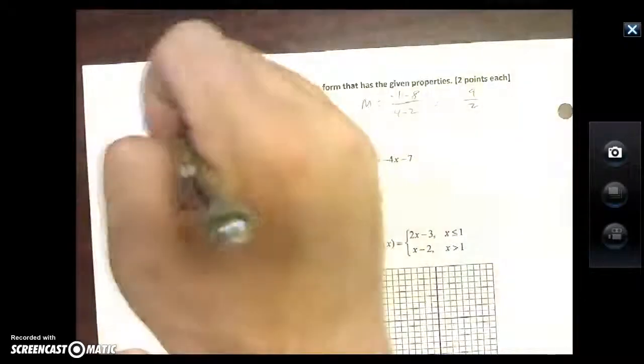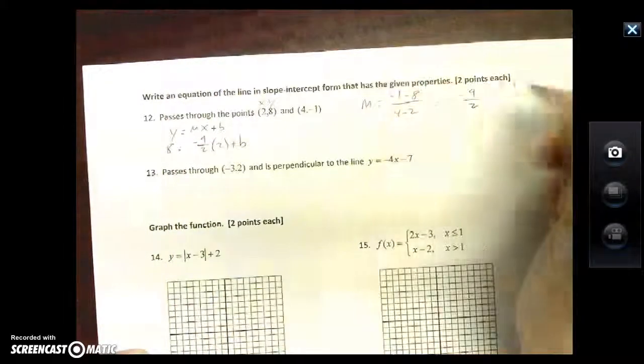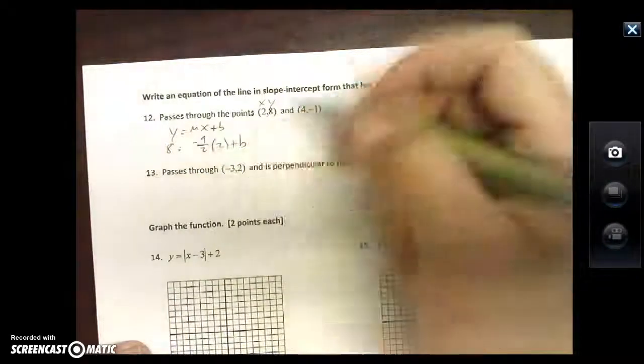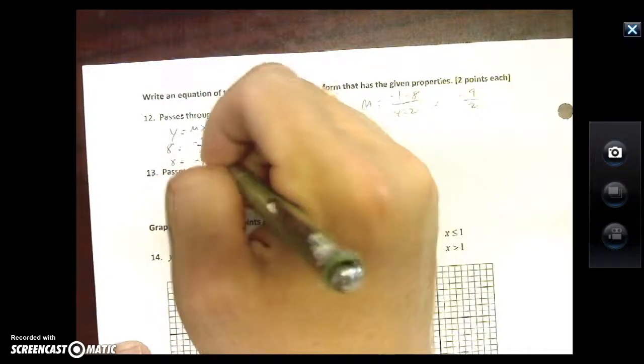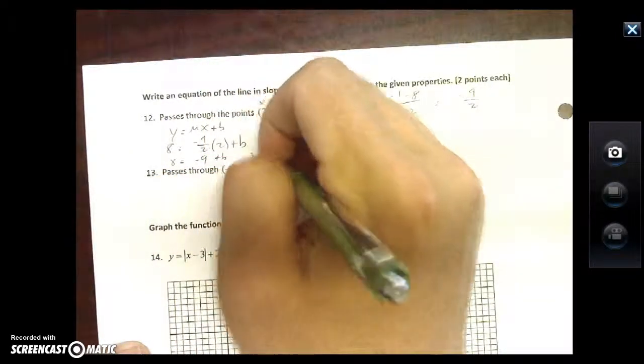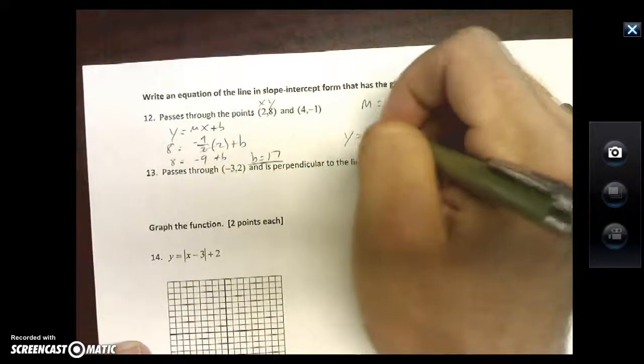Put it back in slope-intercept form. y equals mx plus b. y in this problem is 8. My m is negative 9/2. My x is 2. Negative 9/2 times 2, the 2's cancel out. I'm left with 8 equals negative 9 plus b. Add 9 over. b equals 17. y equals negative 9/2 x plus 17.